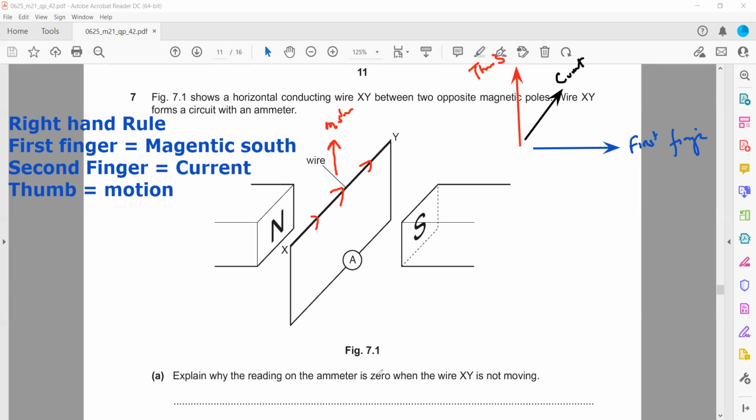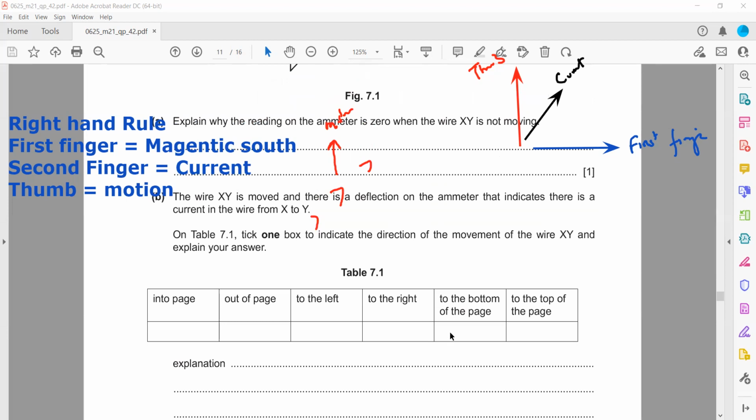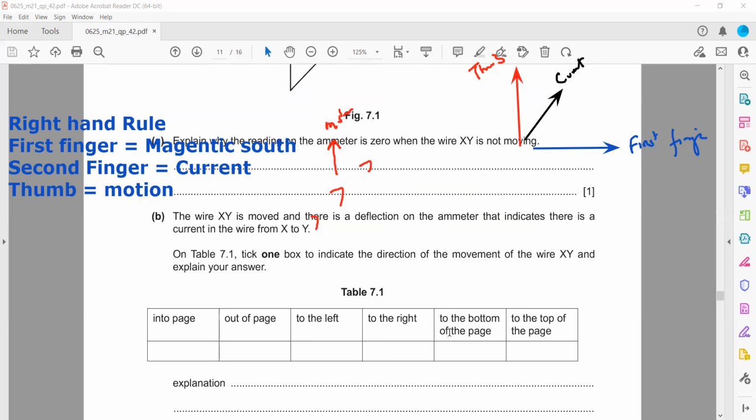So we have to take an option, the options are given. Explain the motion of this wire in a magnetic field. So which direction is this wire moving? It is moving to the top of the page, like it's going up. So that's why we say it is moving towards the top of the page. Then the explanation. Explanation means why there is an induced current or why there is an induced EMF.